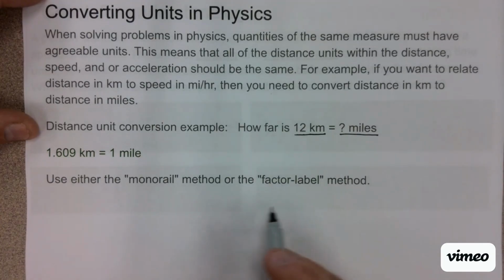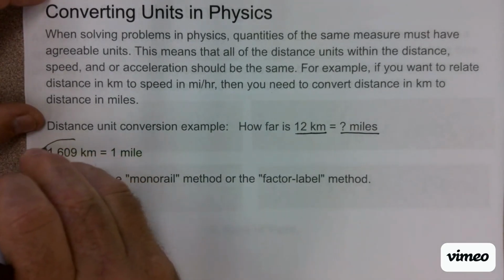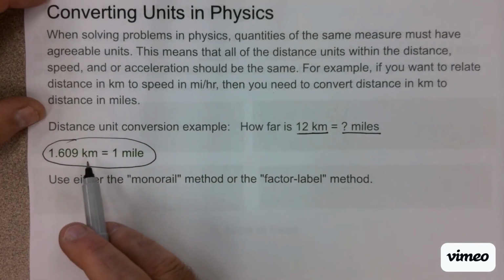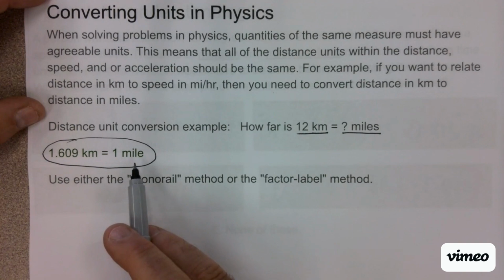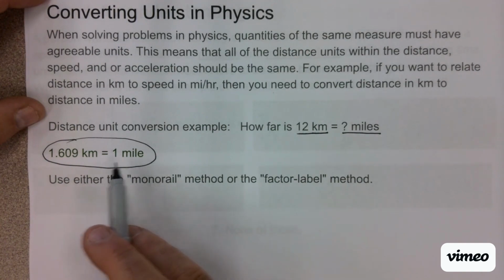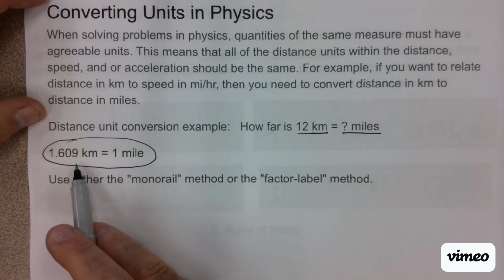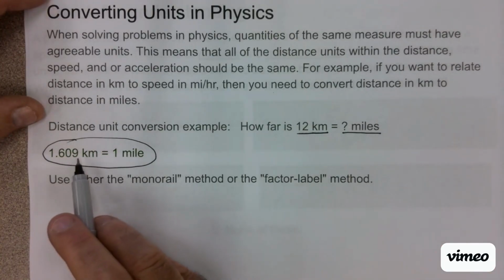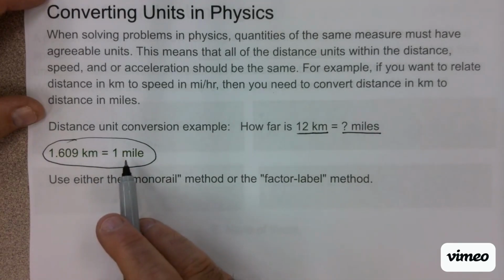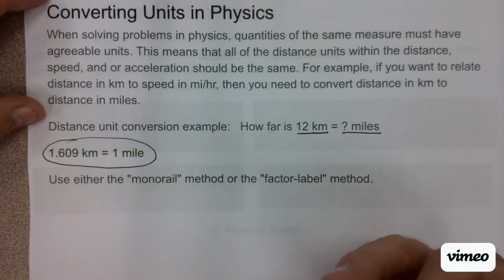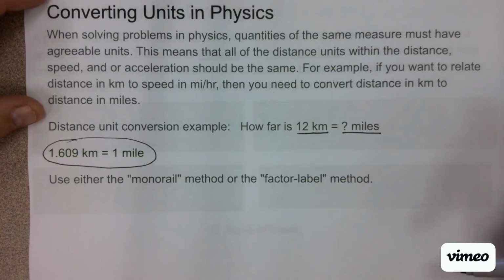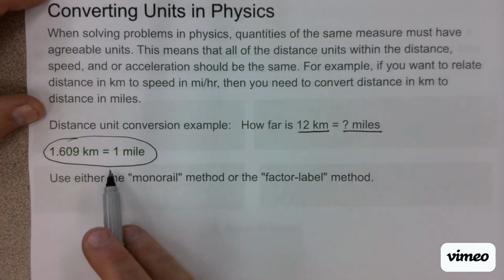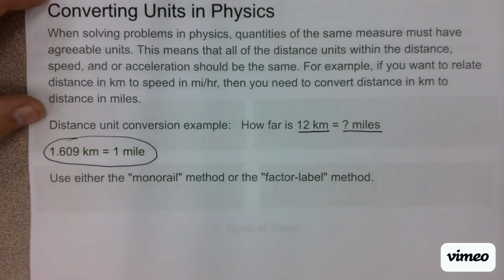Now, before I do either one of those, the important thing is I have to have a conversion factor, some conversion factor that relates the kilometers to the miles. In this case, the conversion factor I'm going to use is that 1 mile is the same distance as 1.609 kilometers. You could probably find a different conversion factor online that tells you 1 kilometer is a certain number of miles, and you could use that with the exact same method that I'm going to show you. So it doesn't really matter which conversion factor you pick, but you need to have one. So this is the one that I'm going to use for the process.